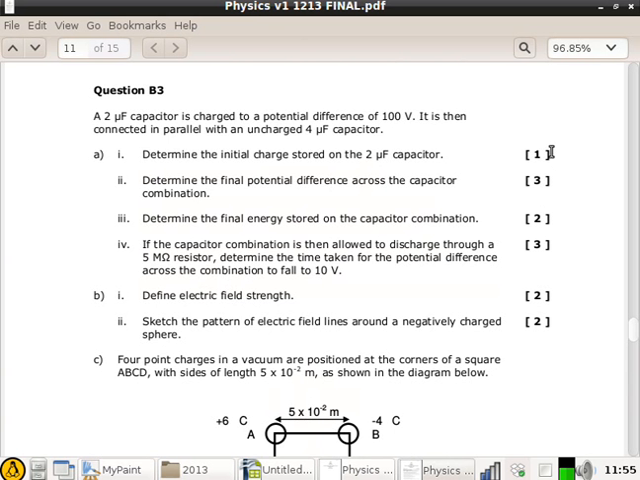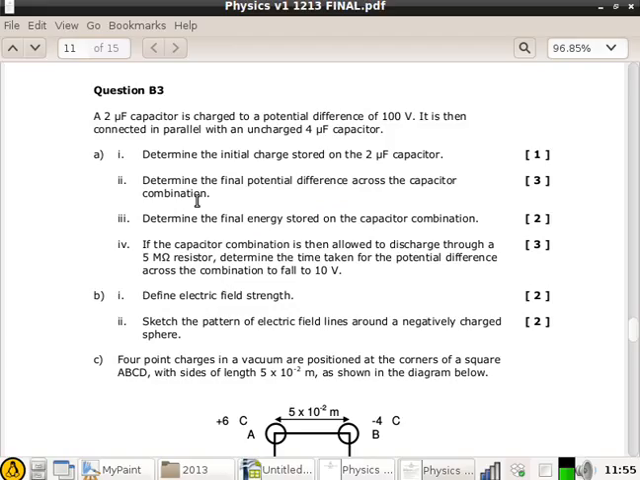It's only 1 mark, so it's not much. The next one is calculate the potential difference across the capacitor combination. So now you put the two capacitors together and they want the voltage.